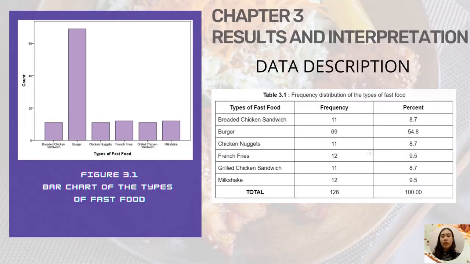First, based on data and results that we can see at figure 3.1, bar chart of the type of fast food, and table 3.1, which shows the frequency distribution of the type of fast food, there is quite a big difference in frequency and percentage between burgers and other types of fast food. The frequency and the percentage of the burger are the highest, which are 69 and 54.8% respectively.